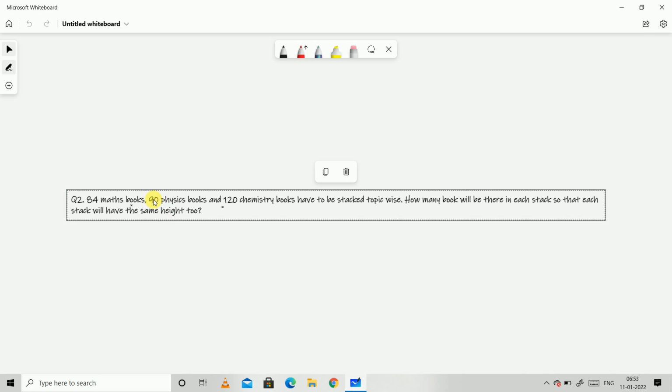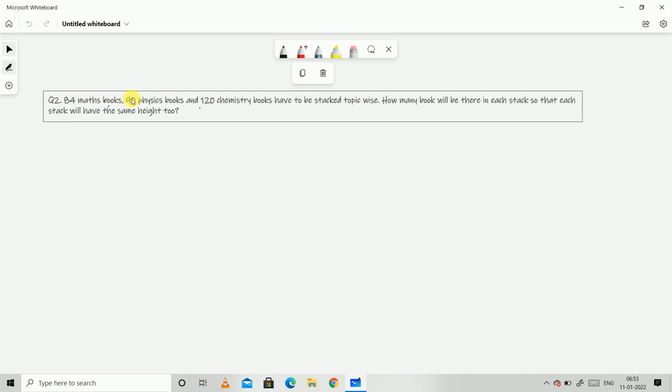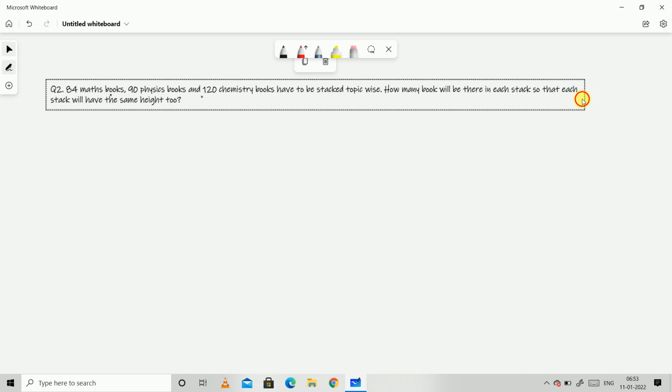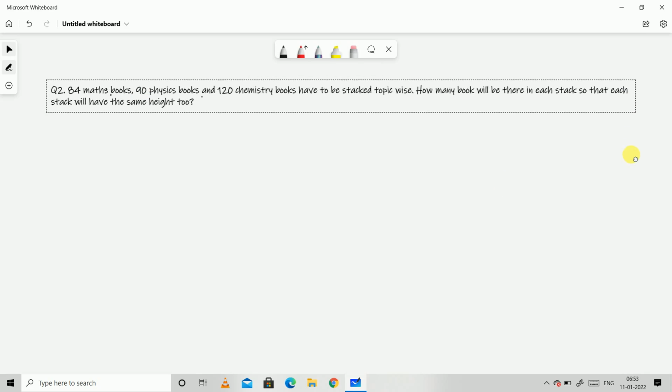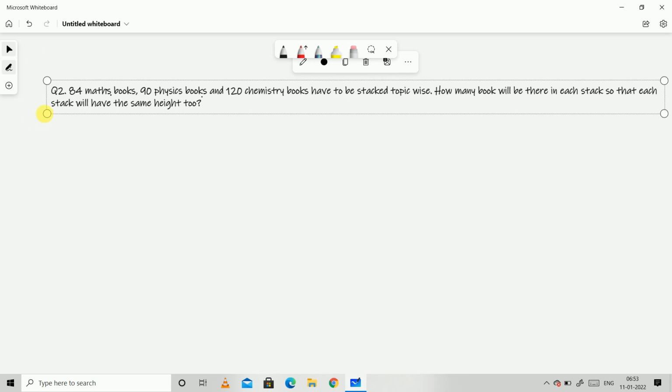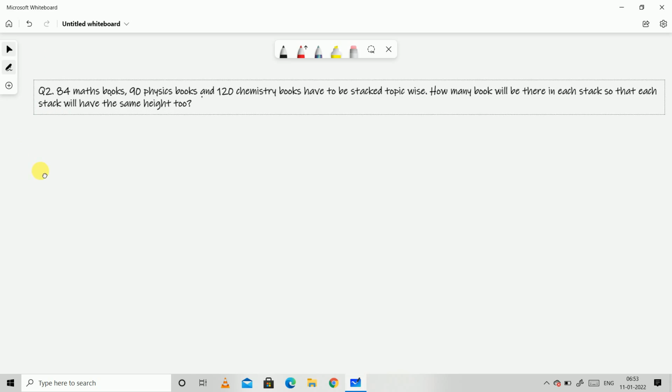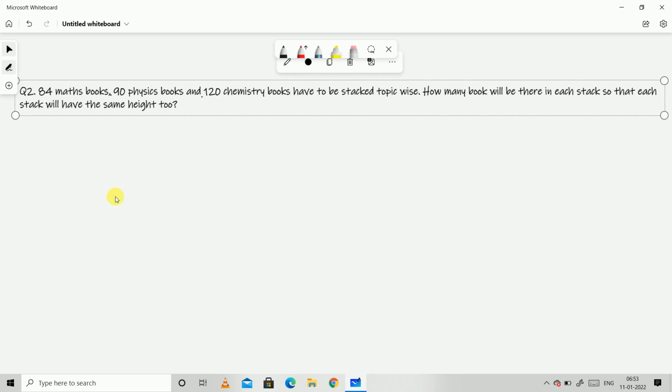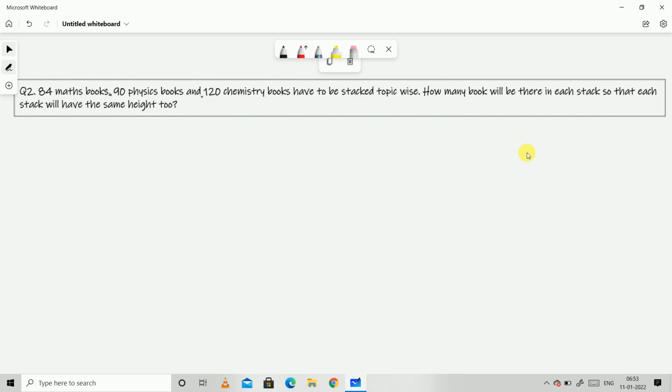Okay, let me zoom it. We make it bigger so that it is visible to you. Yeah, it is saying that 84 maths books, 90 physics books and 120 chemistry books have to be stacked topic wise. How many books will be there in each stack so that each stack will have the same height too?